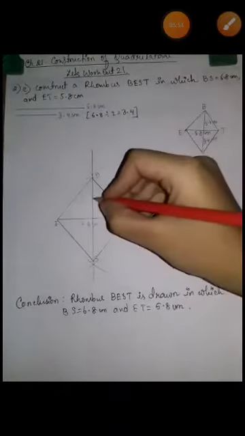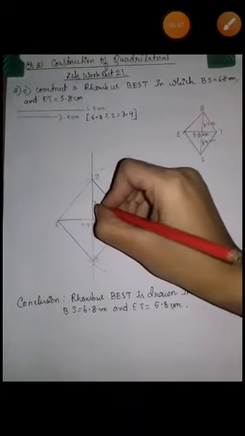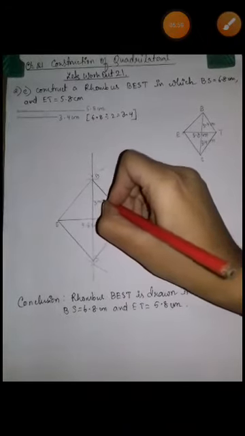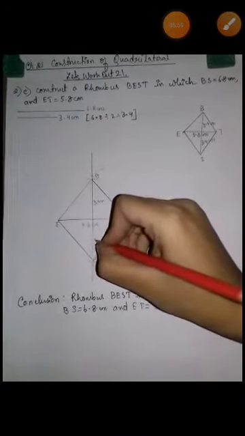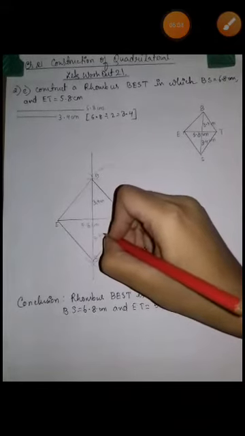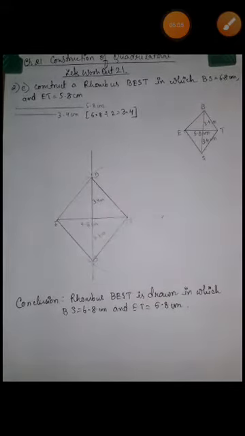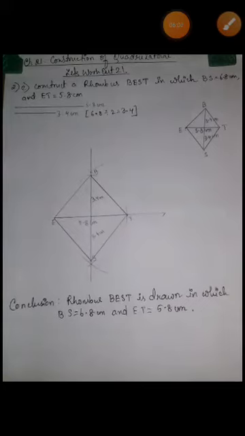And here you are writing 3.4 centimeter, and here also 3.4 centimeter. Right. So children, previously we have constructed the rhombus where the sides were given, but in today's class we have learnt how to construct a rhombus when the length of its two diagonals are given. So in this way you have obtained the rhombus BEST.